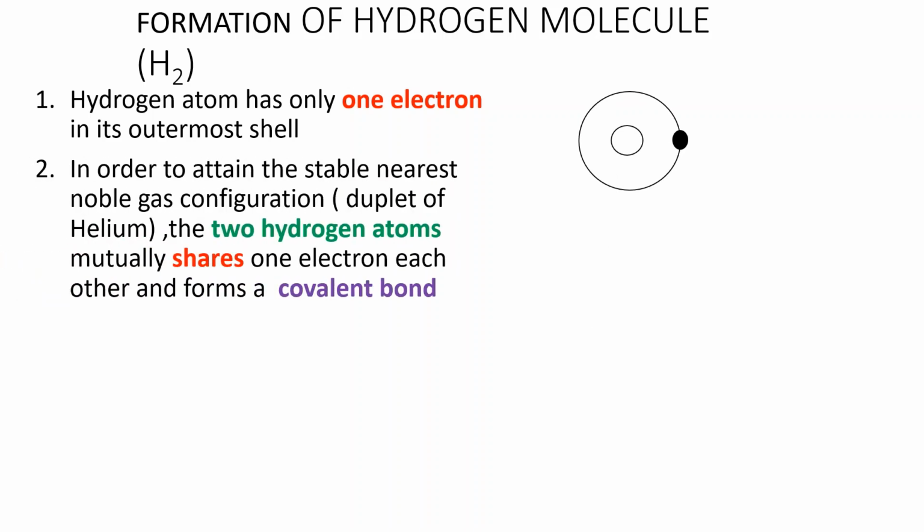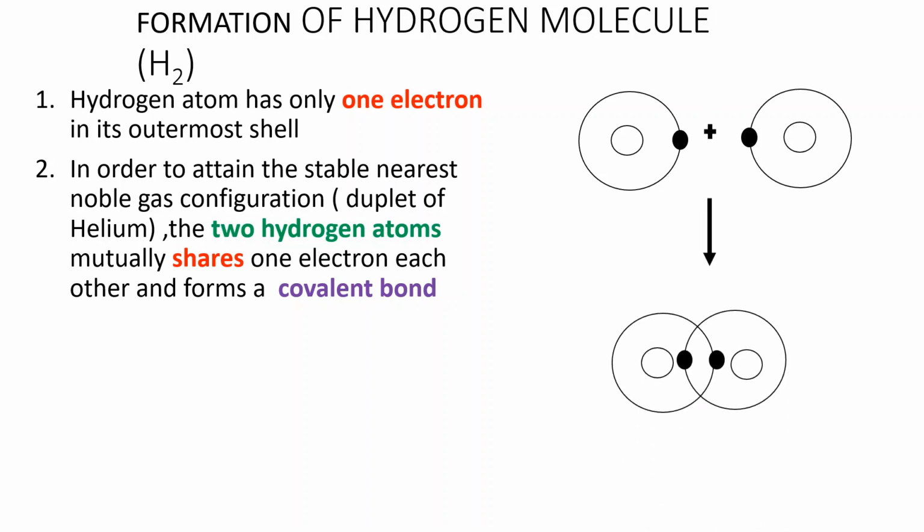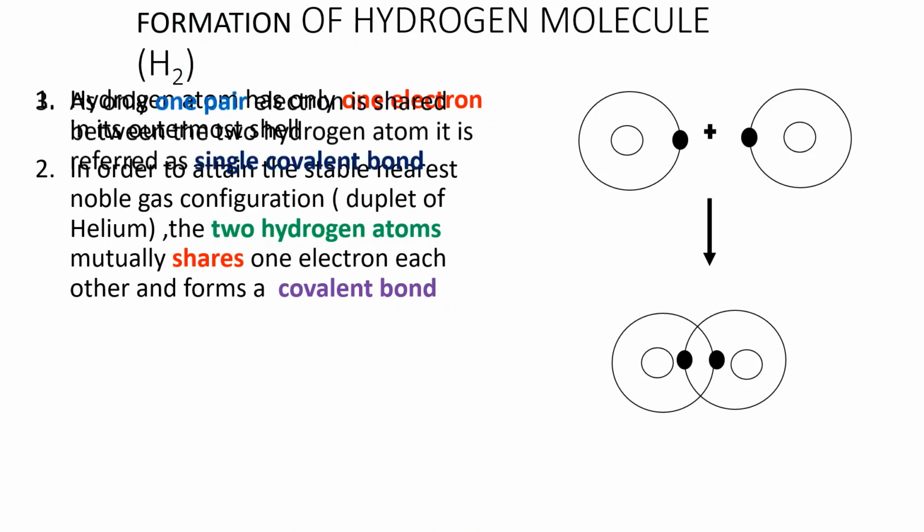Now in order to attain the stable electronic configuration of the nearest zero group, that is helium, two hydrogen atoms mutually share each other's electron and this results in the formation of a covalent bond. So here each hydrogen atom shares an electron with the other and results in the formation of a hydrogen molecule.